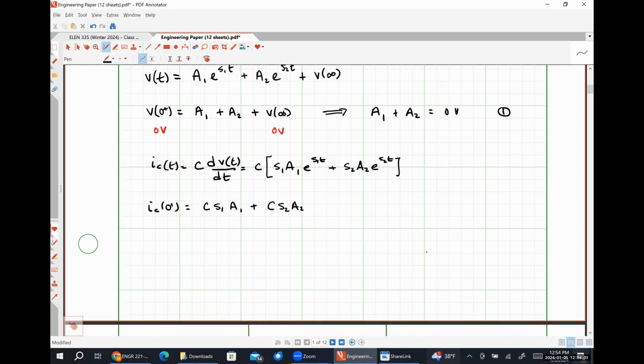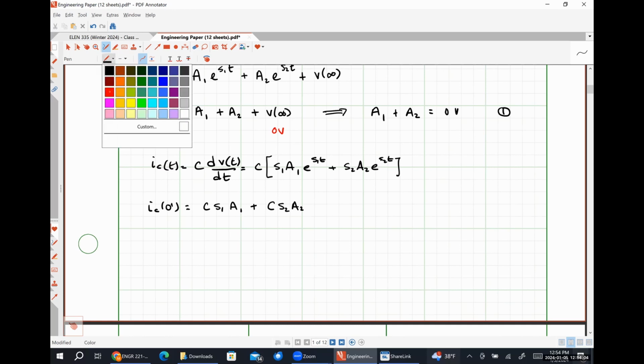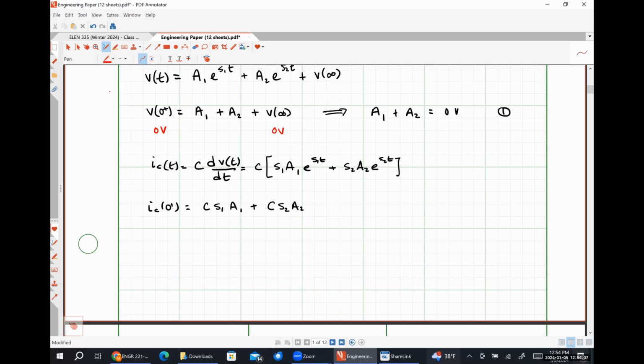So let's throw some numbers in this really quickly. IC at 0 plus was found to be 0.643 amps. C is 25 millifarads. S1 is negative alpha plus the square root of alpha squared minus omega naught squared. Let me grab a calculator here.